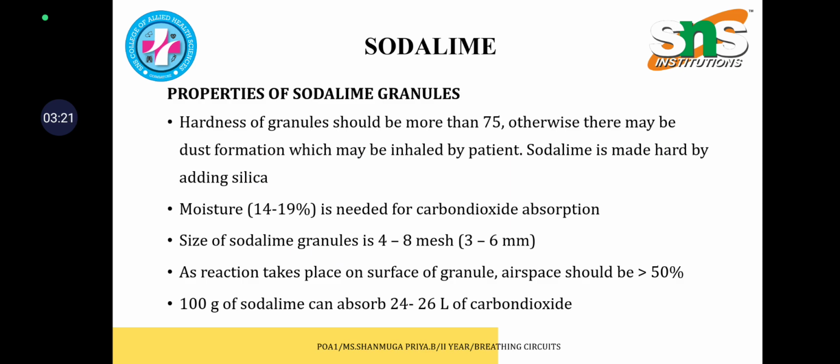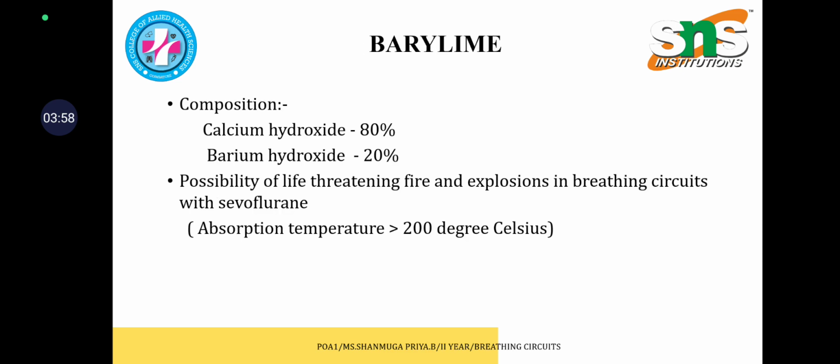Properties of Sodalime granules. Hardness of granules should be more than 75. Otherwise, there may be dust formation which may be inhaled by the patient. Sodalime is made hard by adding silica. Moisture should be 14 to 19%, needed for carbon dioxide absorption. And the size of Sodalime granules is 4 to 8 mesh, that is 3 to 6 mm. As the reaction takes place on the surface of the granule, air space should be greater than 50%. 100 grams of Sodalime can absorb 24 to 26 liters of carbon dioxide.